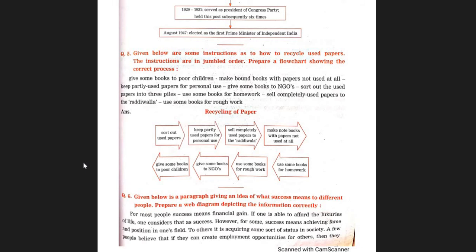Now students, I want you to pay attention to the arrow. Now we are moving downward from the right hand side. Use some books for homework. Use some books for rough work. Give some books to NGOs. Give some books to poor children. So in this particular non-verbal question about recycling paper, you have to take note of the direction given. See the arrows. So this is how the process goes one after the other.